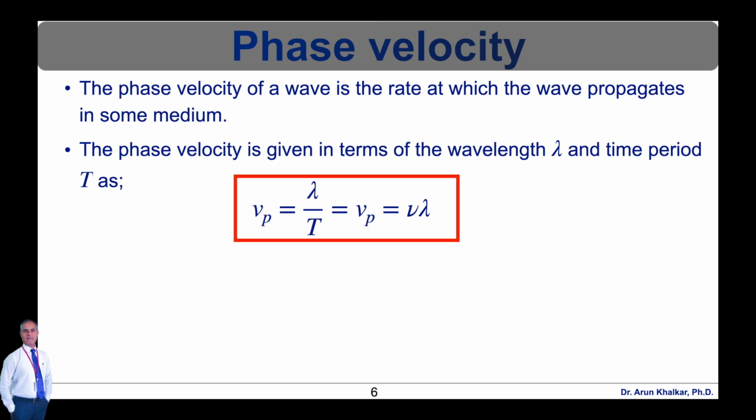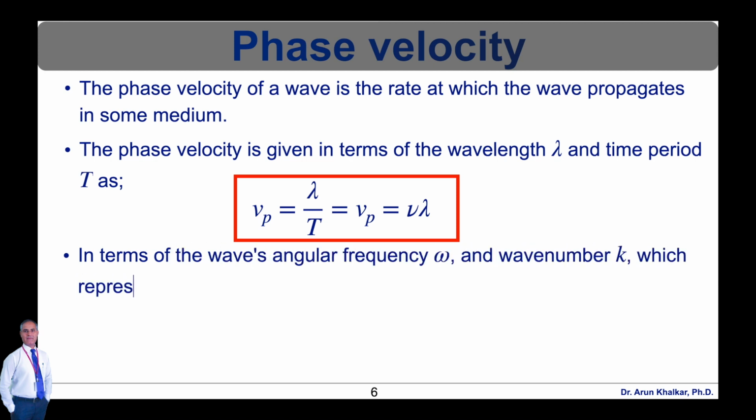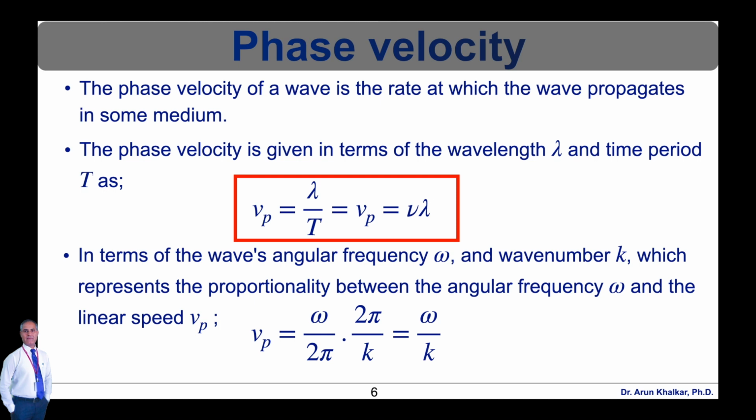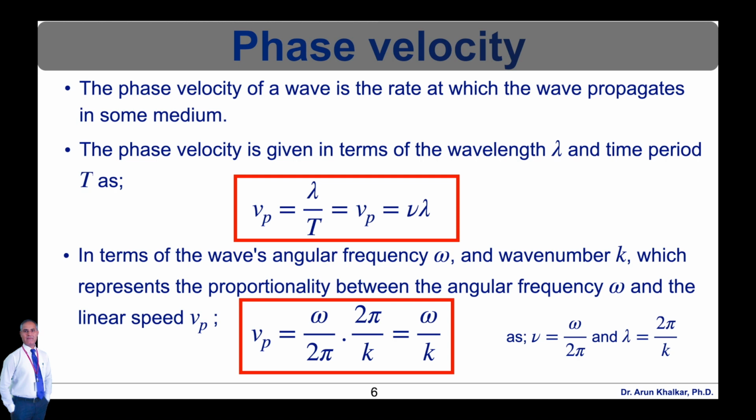In terms of the wave's angular frequency ω, which specifies angular change per unit of time, and the angular wave number k, which represents the proportionality between the angular frequency ω and the linear speed, that is, the speed of propagation, we can write v_p = (ω/2π) × (2π/k). So we get v_p = ω/k, as ν = ω/2π and λ = 2π/k. So this is the equation for the phase velocity.